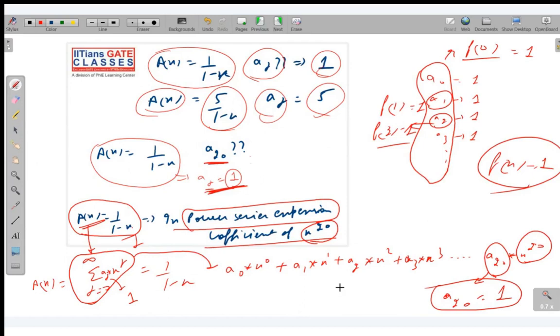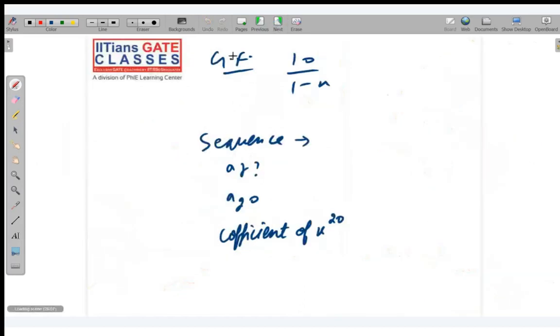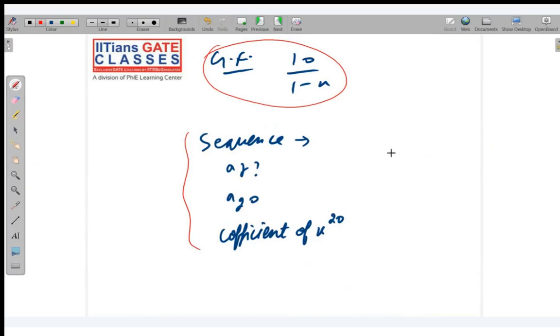Done, sir. Okay, next is: generating function is 10 upon 1 minus x. Now they are asking these 4 questions. Sequence will be what? 10, 10, 10, 10. Yes, very good. 10, 10, 10, 10, dot up to infinity like this.